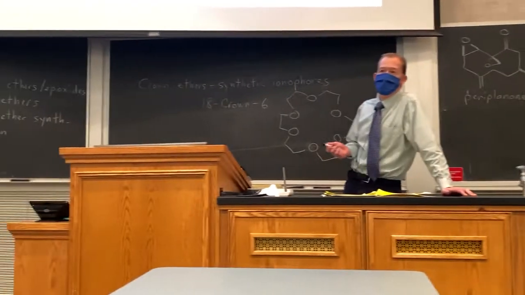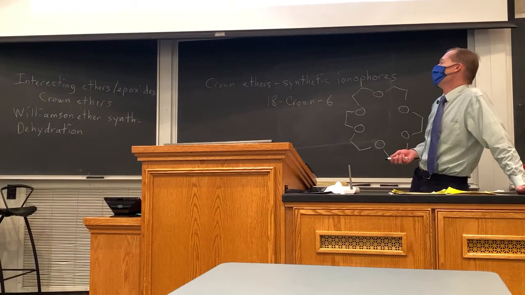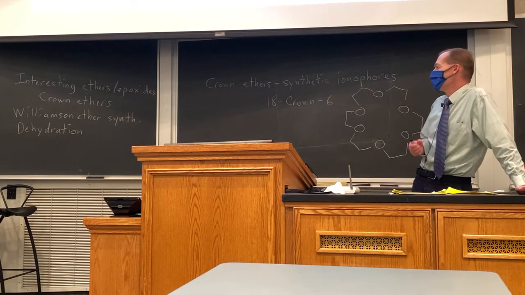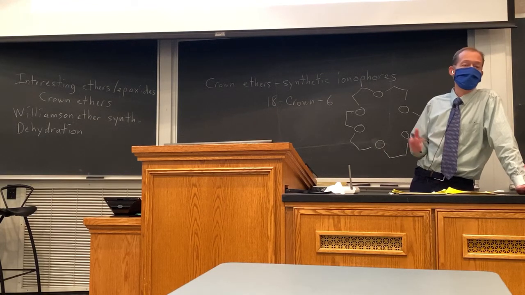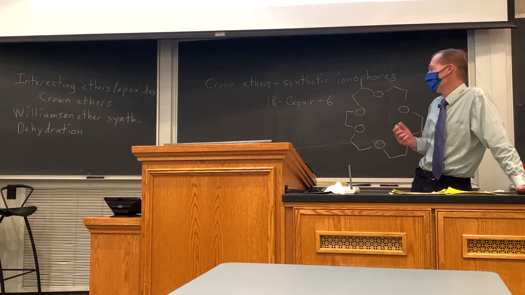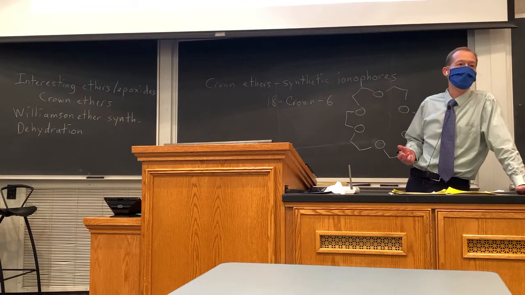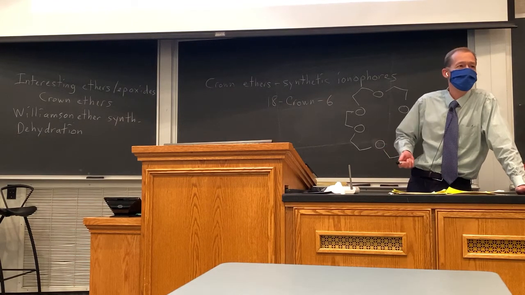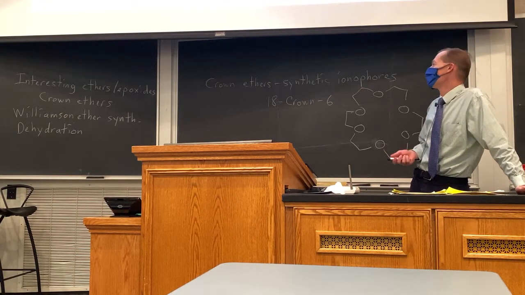Today we'll continue our discussion of interesting compounds. We talked about alcohols on Friday. Today we'll talk about ethers and epoxides, spending more of our time on a class of ethers called crown ethers. We'll talk about how alcohols, ethers, and epoxides are synthesized. The main reaction we'll focus on there is called the Williamson ether synthesis. Then we'll start talking about the reactions that alcohols, ethers, and epoxides undergo, and we'll begin with one called dehydration.